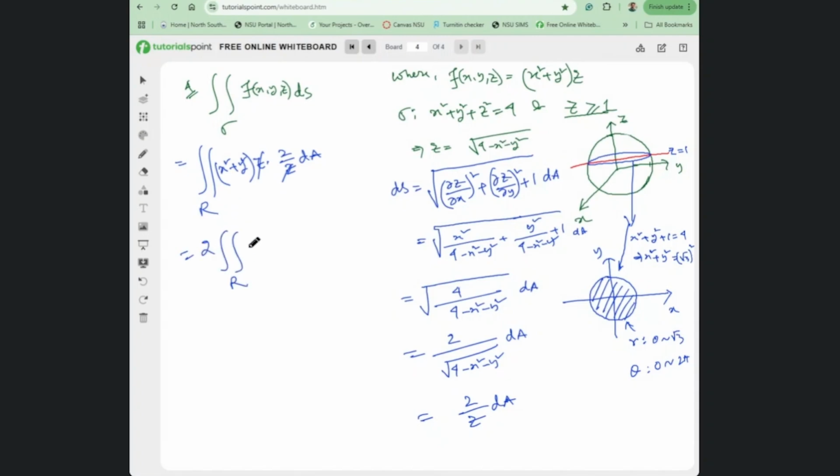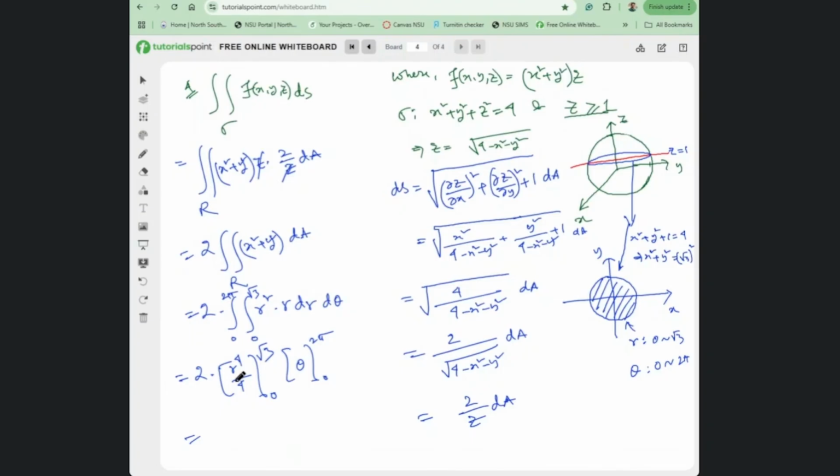Now we are adding one extra line here so that you can follow it. Since these are in polar coordinates, x square plus y square we can replace with r square, r dr d theta. R is from 0 to square root 3 and theta is from 0 to 2 pi. Therefore 2 into r to the power 4 by 4, 0 to square root 3, and theta 0 to 2 pi.